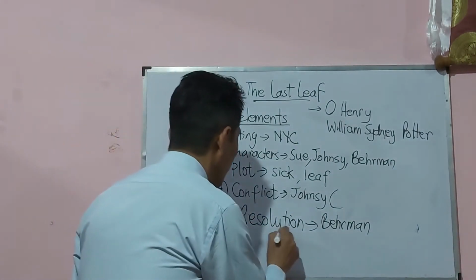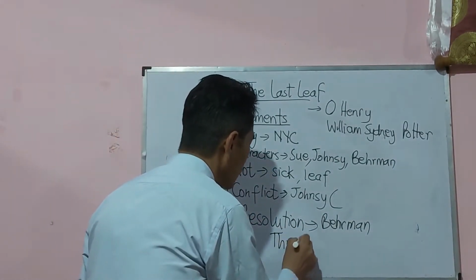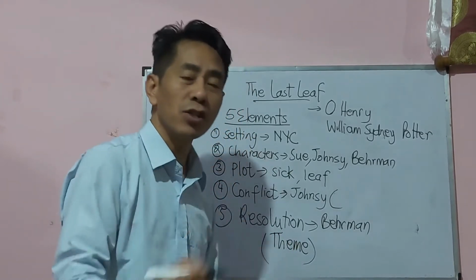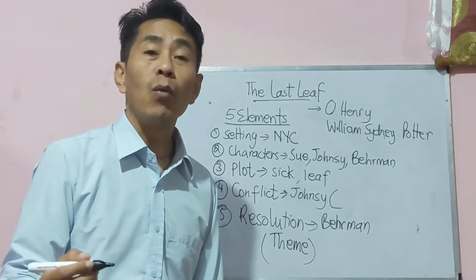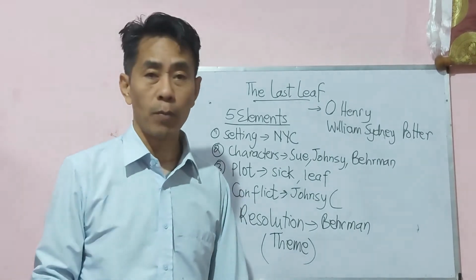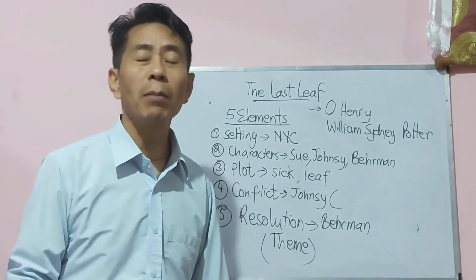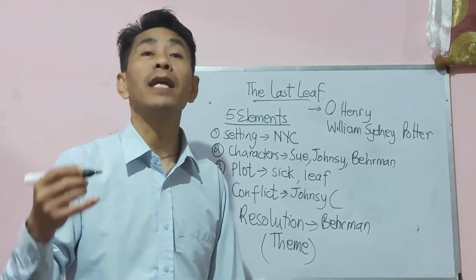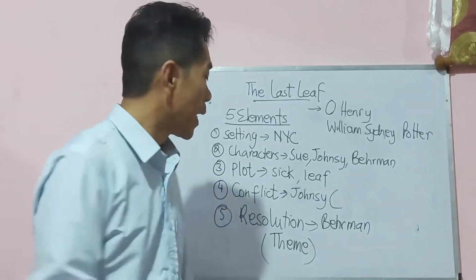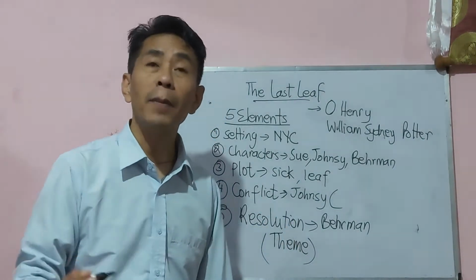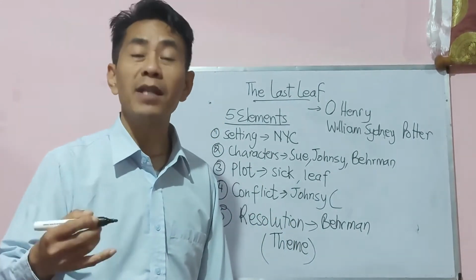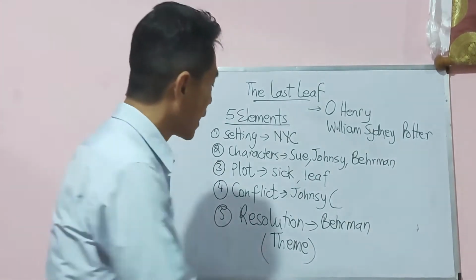And we have the theme. What is the main theme of the story? The main gist is that we should not give up hope. We may come across so many problems, but we should never give up hope. It also talks about human concern and human sacrifice.